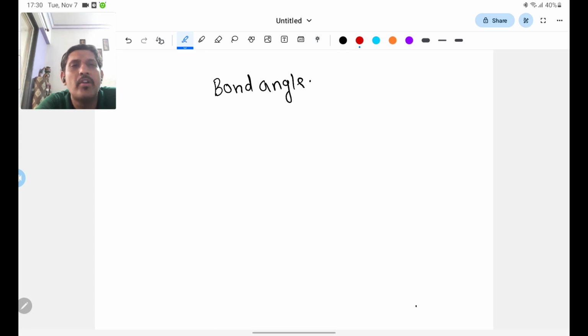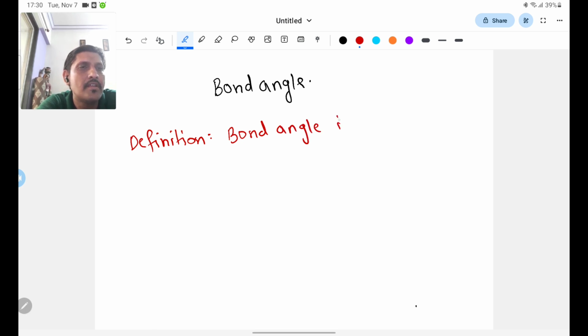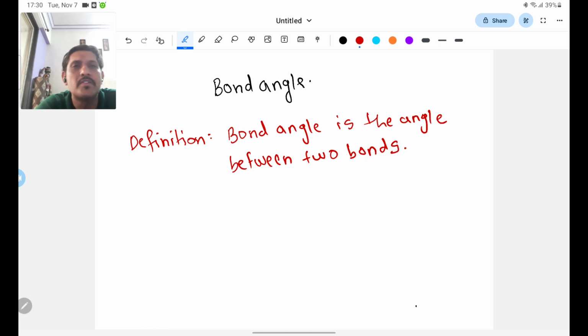So let's define the bond angle first. What is the meaning of the bond angle? So the definition is: bond angle is the angle between two bonds. As we know, whenever a molecule is formed, it is formed by the bonds between the atoms. So the angle between the bonds is called bond angle.